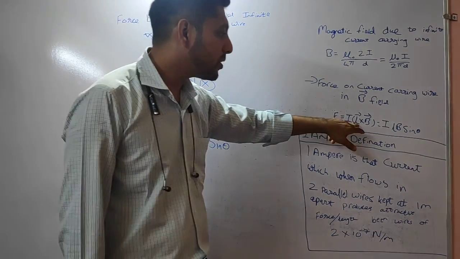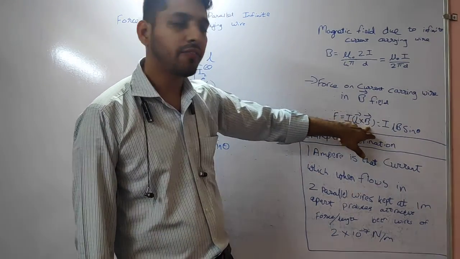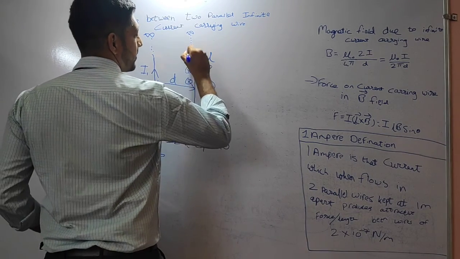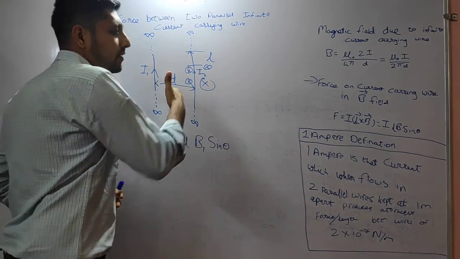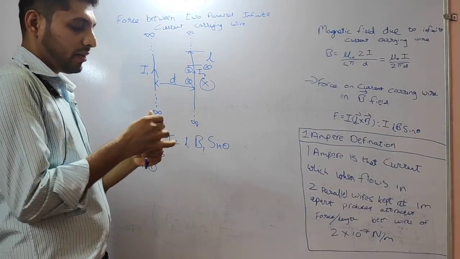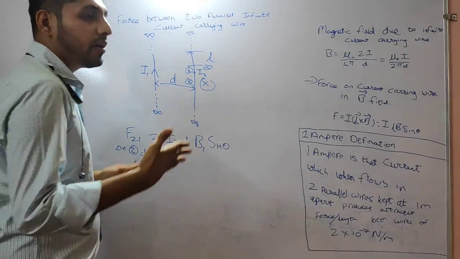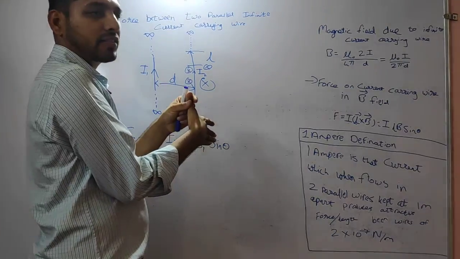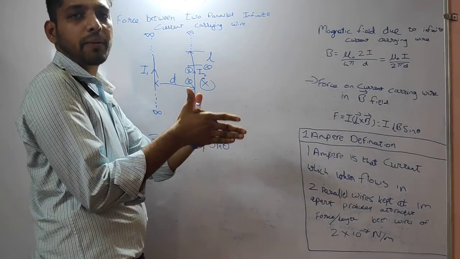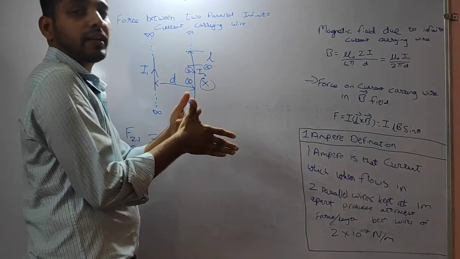Sin theta is the angle between the length and the magnetic field. The direction of length is this, and the magnetic field is going inside. What angle will it make? One direction is this and the second direction is my thumb. The magnetic field and the thumb, which shows the current, make an angle of 90 degrees.